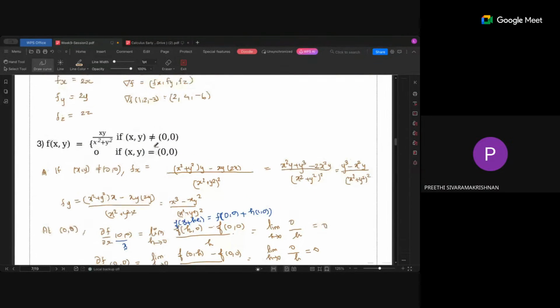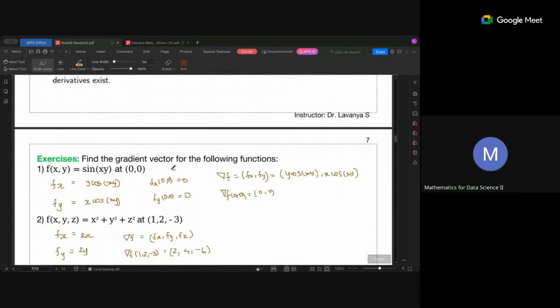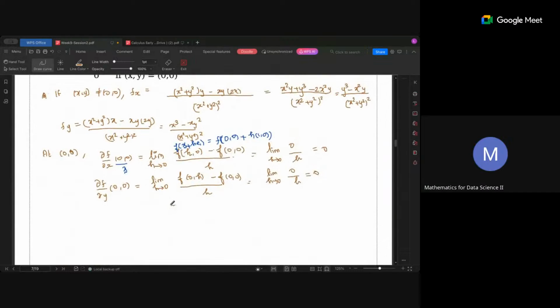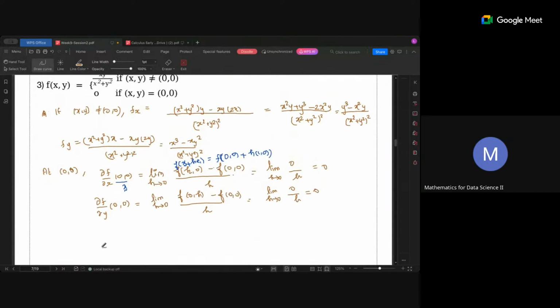In such cases, you're saying that we have to use partial derivatives and then go ahead with it? What's your question? They have asked if the limit exists, right? What is the question basically? What are they asking? We are finding the gradient vector. Okay. Got it.